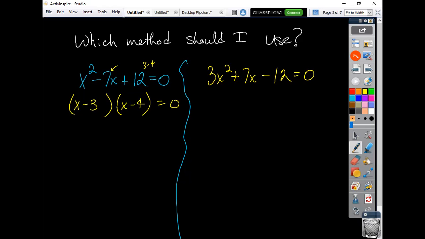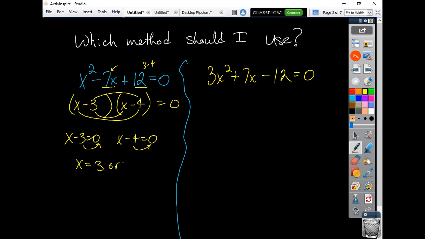So x times x, my x squared, there's my negative 3x, there's a negative 4x, combine those to make the negative 7x, and negative 3 times negative 4 does equal 12. Set each factor equal to 0. Undo your operations to get x alone, however you want to show your work for that. And get your two solutions: x is either 3 or, on this one, 4.